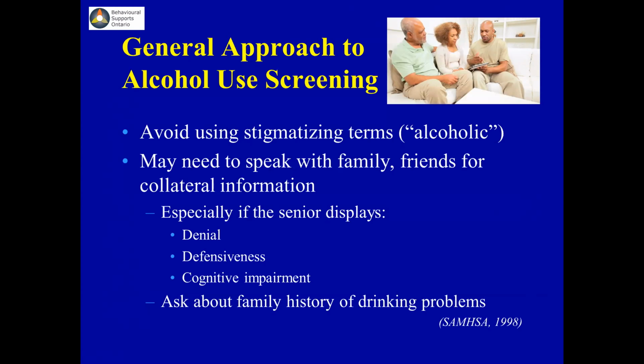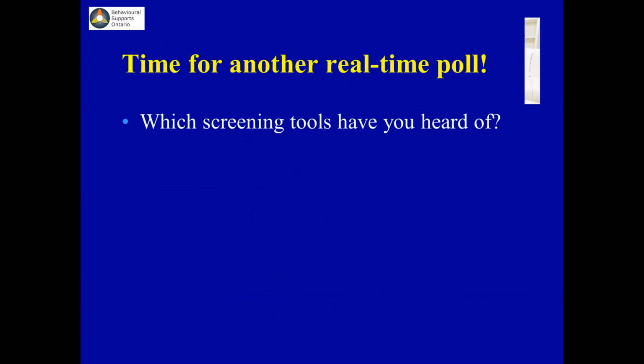And always ask about a family history of drinking problems. We certainly know there's a lot of evidence that there's a genetic component to alcohol use disorders, but there's also a learned history as well. So if you have parents who were drinking to cope, that becomes part of your toolbox potentially, right? And so we want to know about those things.